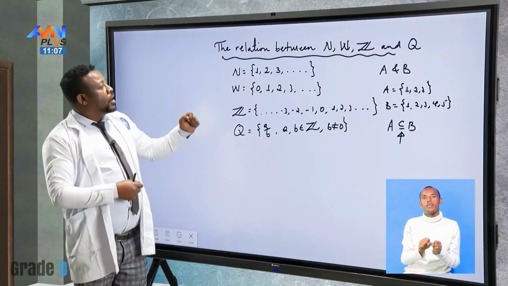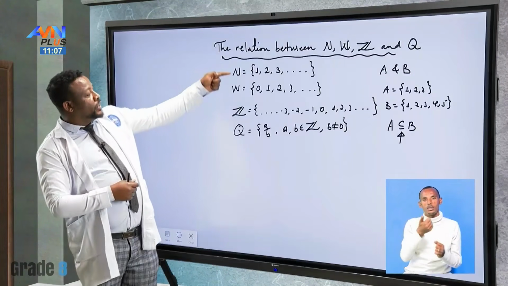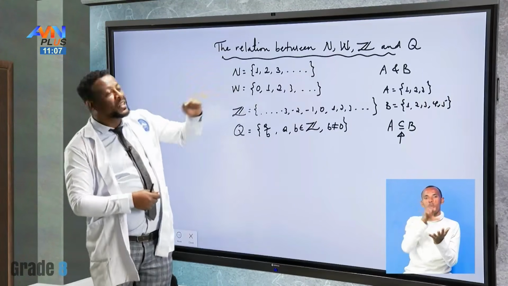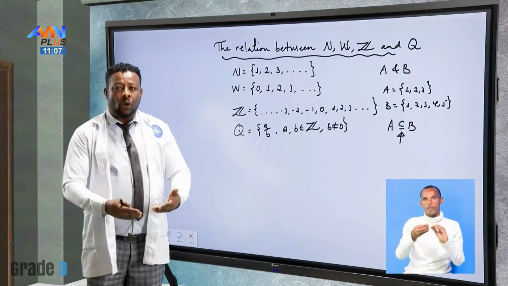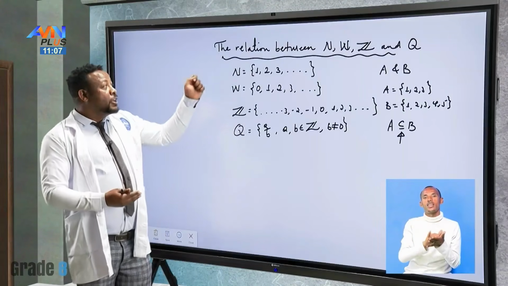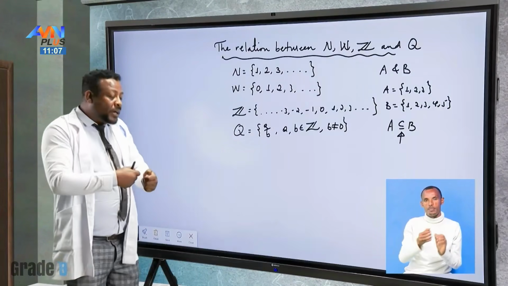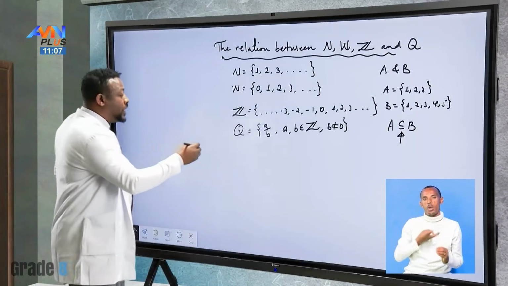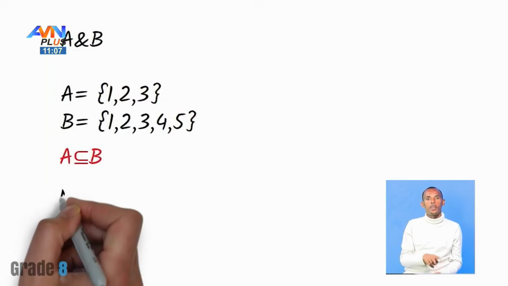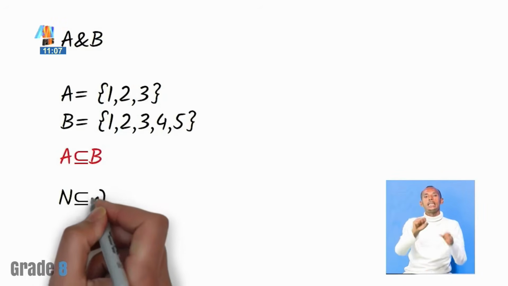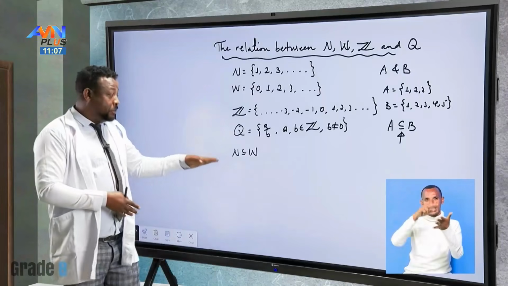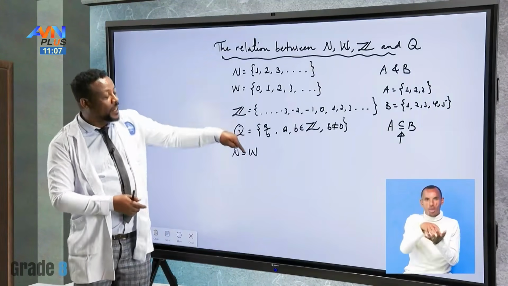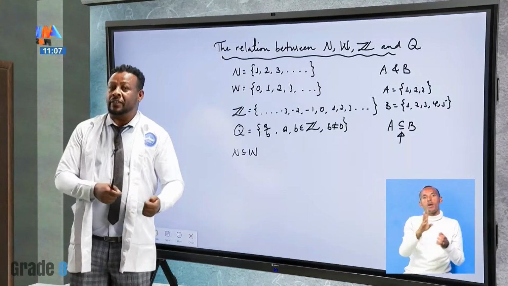Obviously, as you can see on these 2 sets, all the elements of the natural numbers are included in the set of whole numbers. So, we can say that the set of natural numbers is a subset of the set of whole numbers, and we can write capital N is a subset of W, okay? Literally, this means every element of set N is contained in set W, but not the converse, okay?